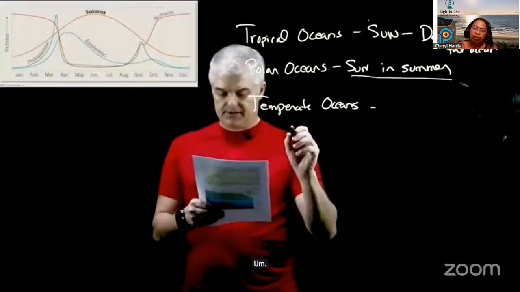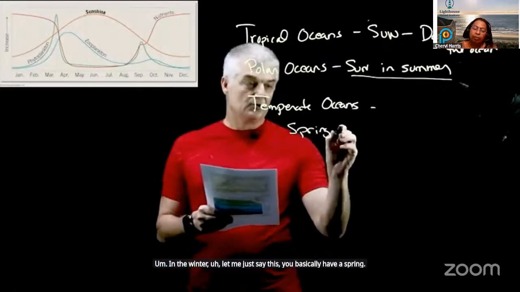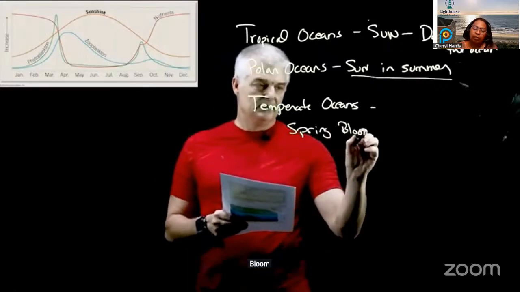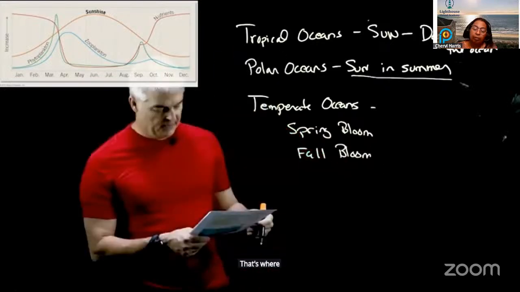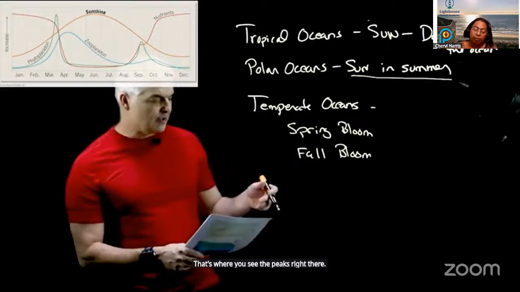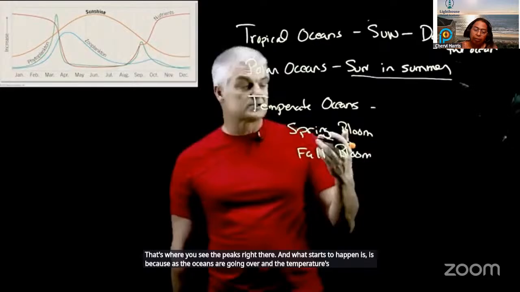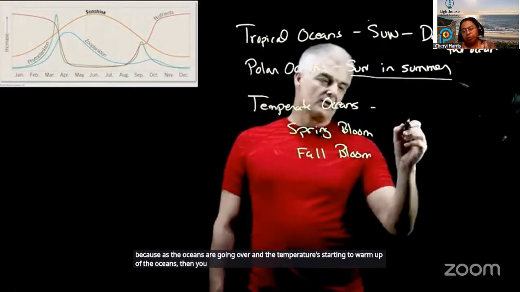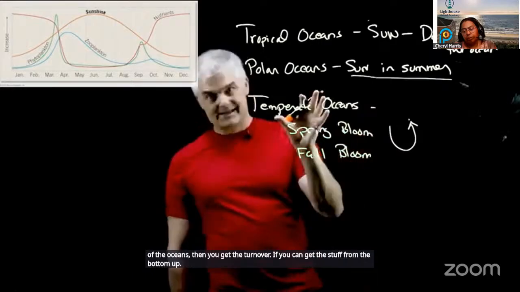Basically, you have a spring bloom, and then you have a fall bloom. That's where you see the peaks right there. And what starts to happen is that as the oceans are warming up, you get the turnover. If you can get the stuff from the bottom up, then there is something for them to eat.